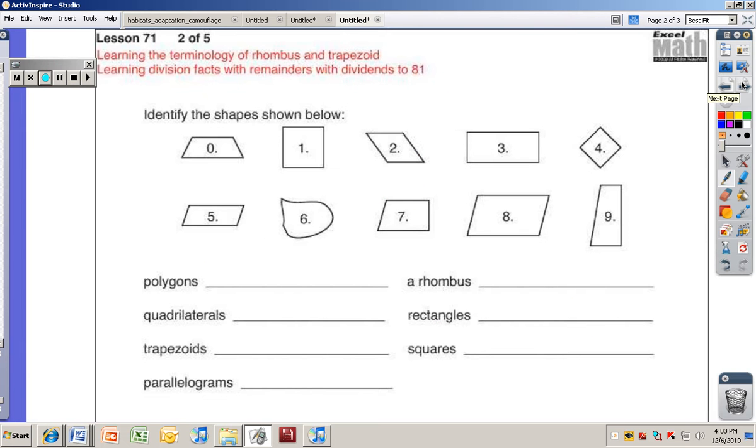Alright, you need to pause the video and then identify the shapes below. Go through and write the numbers for every single one of these of which is which. Pause the video and then turn it back on when you're ready to see the solution. Polygons: remember, the first thing you do when you see these types of problems is cross out the non-polygons. So all the rest of them are polygons.